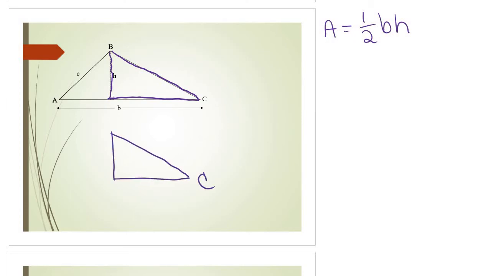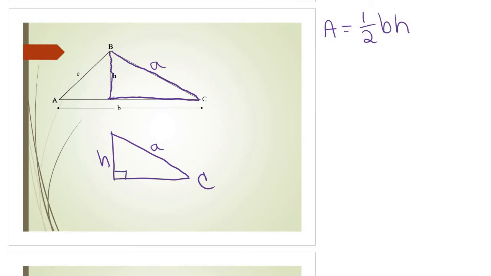Let me label it. Let's see, we got C, H, and oh, we know this side is A. One notation note for triangles is that the side is the same letter as the angle it is across from. So capital A angle, lowercase a side is across from that. So we have this pretty triangle here.